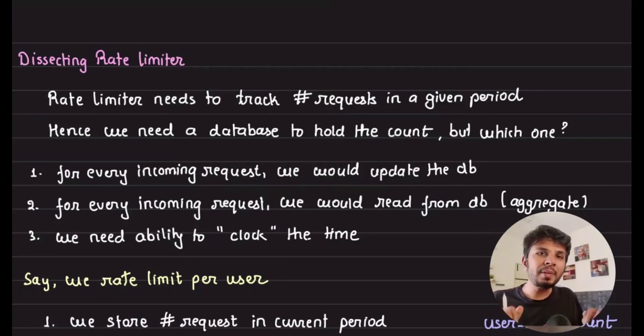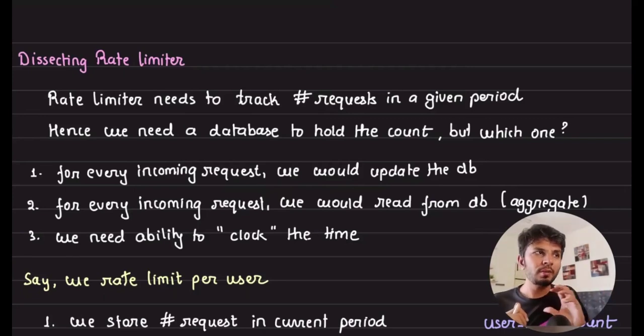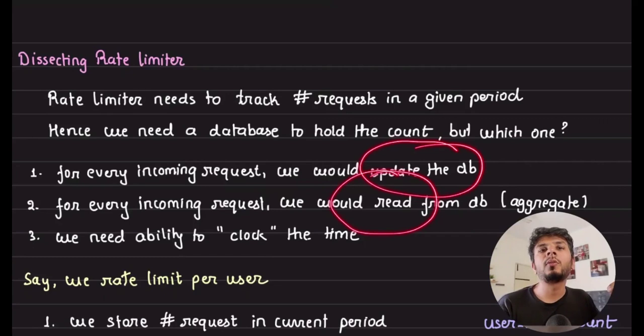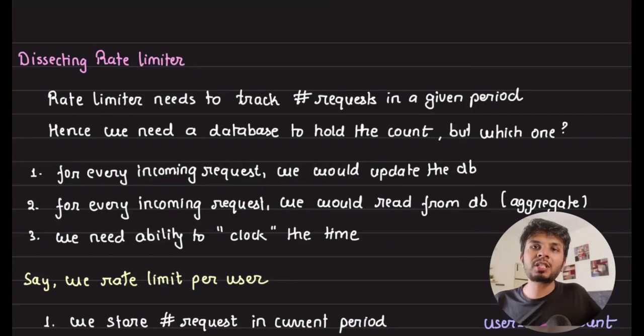Third, we need an ability to clock the time, which means somehow we need to measure that we are beyond some sort of expiry, if we may put it, right? So here you would have observed that instead of directly picking a database, we first understood what kind of support, what kind of queries we are firing or we will fire in the database, depending on which we make a sane decision of which database we would go for, right?